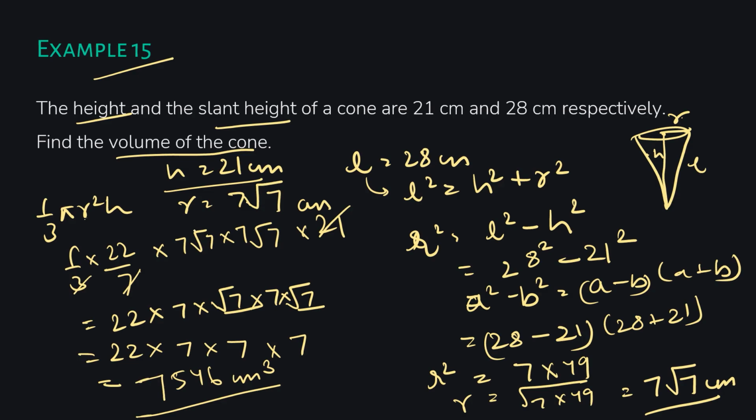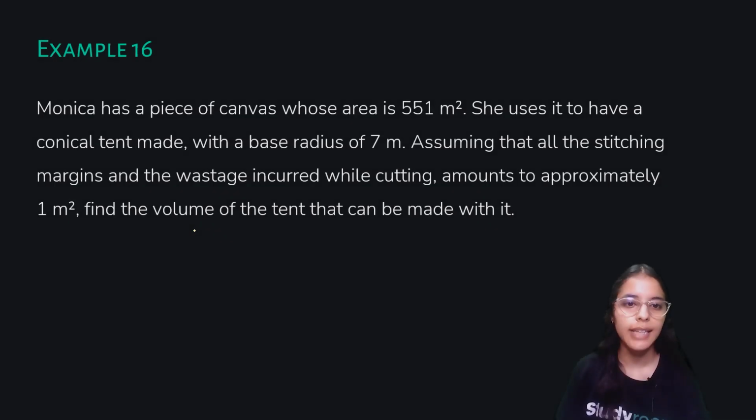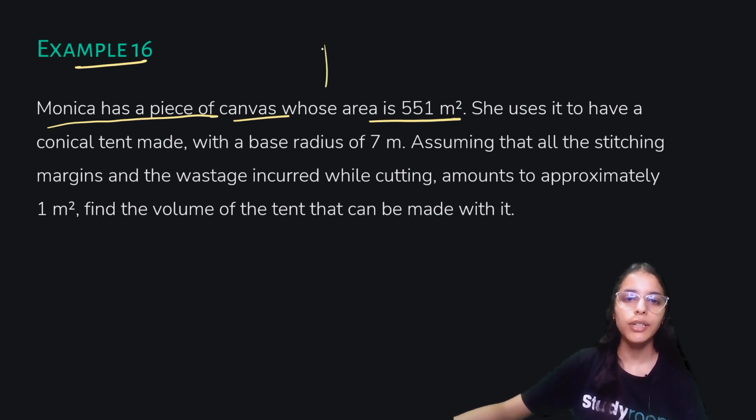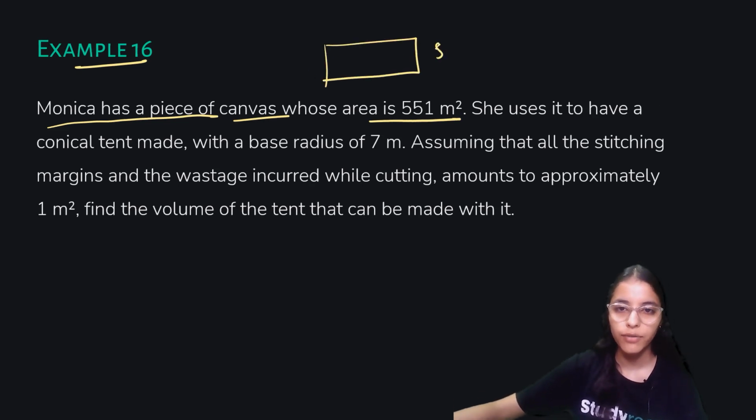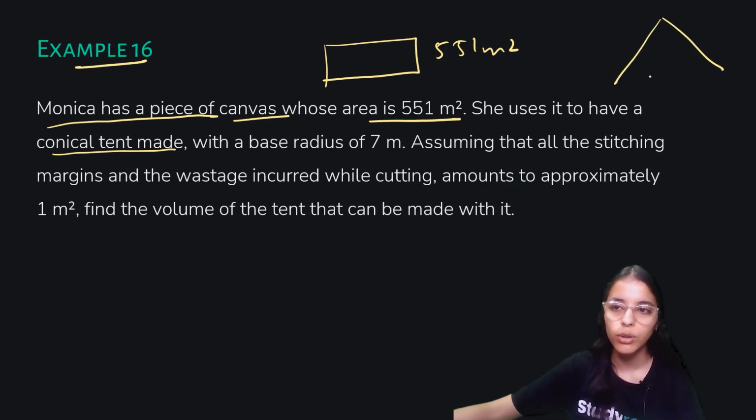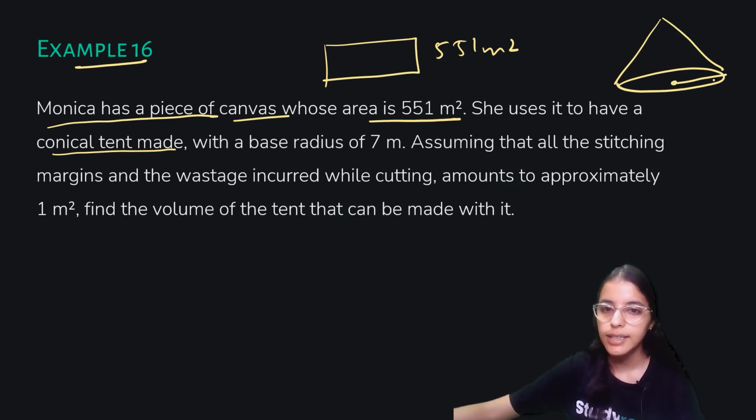Okay, so now let us move on to our next question, example number 16. In this example, Monica has a piece of canvas whose area is given as 551 meters square. She uses it to make a conical tent with radius of 7 meters. So she has made a conical tent. This is our cone, and the radius is given as 7 meter.